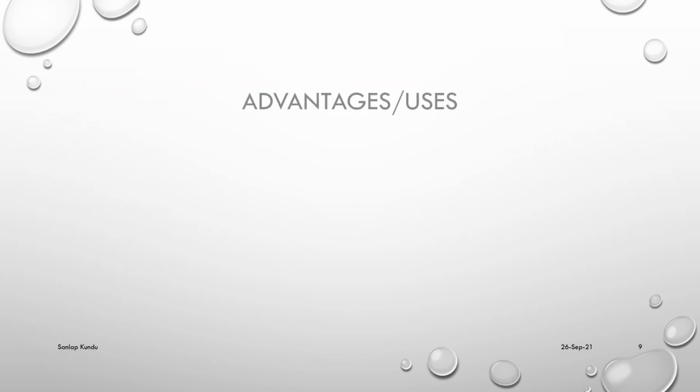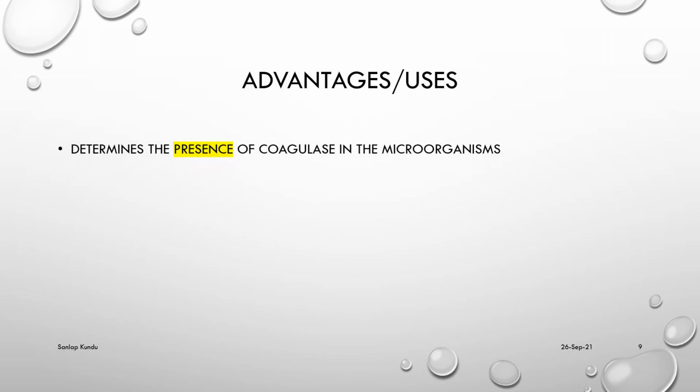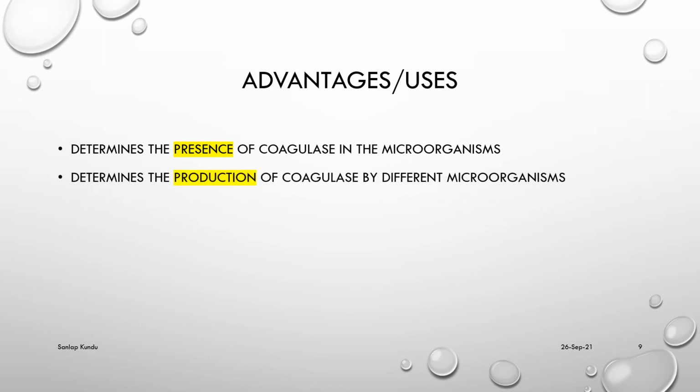Now, see some advantages of this test. It determines the presence of coagulase in the microorganisms. It also determines the production of coagulase by different microorganisms. And it differentiates Staphylococcus aureus from other Staphylococcus species, which is very important in detecting the virulence and also in correctly diagnosing the condition.